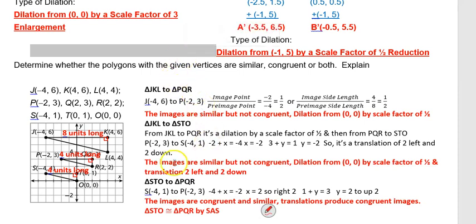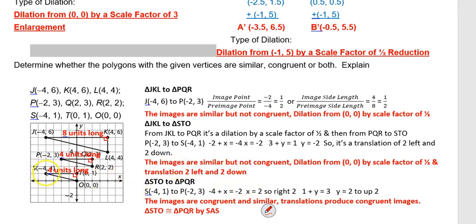The other part that we can say now, though, is that if we look at JKL to PQR, it's a dilation by a scale factor of 1/2. Then from PQR to STO, we moved from -2 to -4. So that was a change of -2. X would equal -2 here. And then we changed from 3 to 1. So that also is a change of -2. So it's a translation 2 left and 2 down. So the images are similar but not congruent, dilation from 0, 0 by a scale factor of 1/2, and a translation 2 left and 2 down.